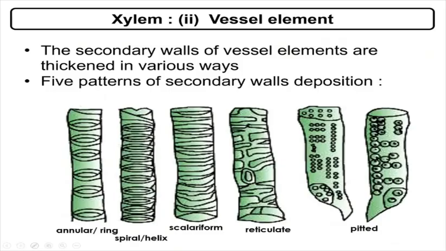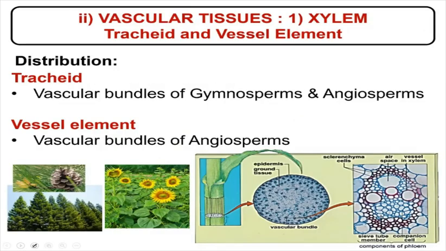The secondary walls of the vessel element are thickened in various ways. Okay, yang ni tak payah hafal, tak apa. Ni just nak tunjuk, kalau kita observe bawah mikroskop, kita boleh nampak pattern yang berbeza-beza. Ada yang ring form, ada yang scalariform macam ni. Ada yang spiral. Yang ni ring form je satu-satu. Awak boleh tengok sendiri macam tu.